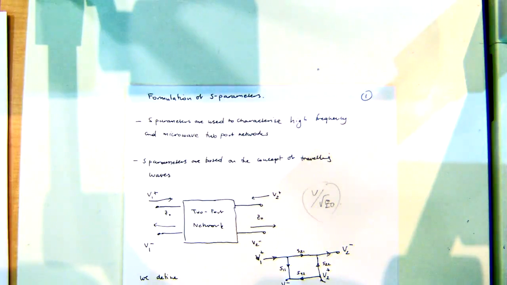Who knows what a two-port network is? Who doesn't know what a two-port network is? Right, you can think of it as a black box and it's got two plugs in it. One on one side, one on the other. Two ports, that's it. So you've got a two-port network.